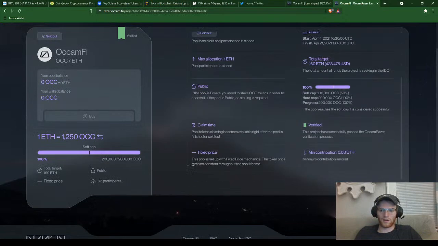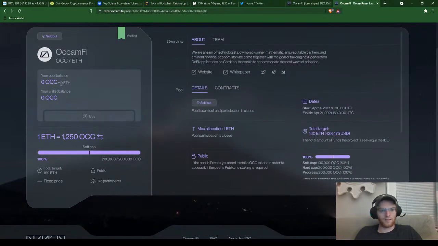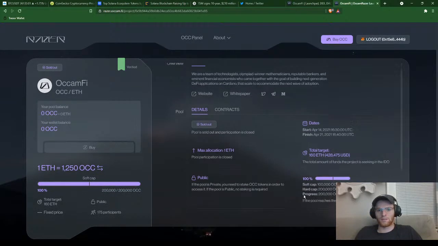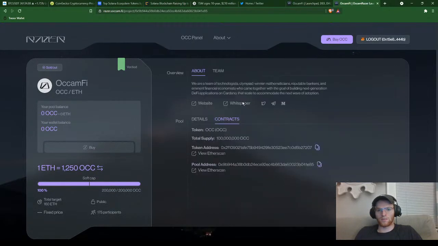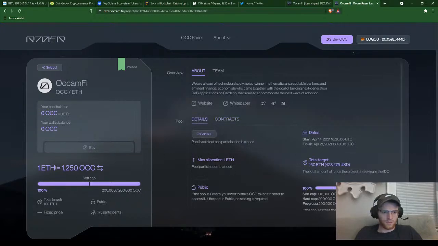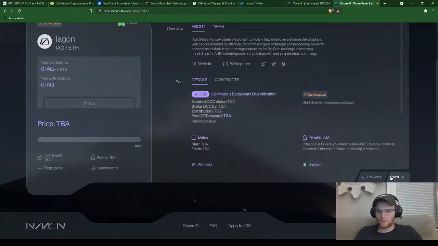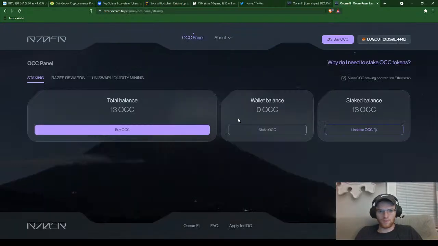So if you come to Occamfi right here, you click on it, it's just gonna share with you what Occamfi is and tell you about some of the details. It's gonna tell you, I believe these are mine, maybe these are my staking details, and then it's gonna tell you the conversion rate between OCC and Ethereum. And then if you hit OCC panel, once you're under it, I can look at my Razor rewards.